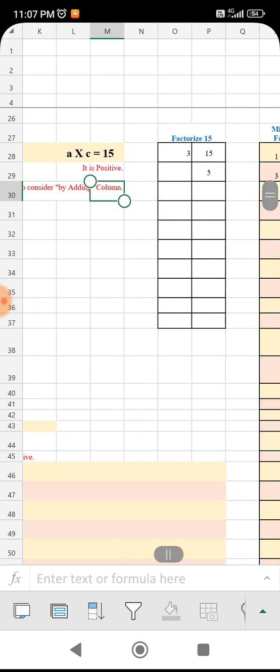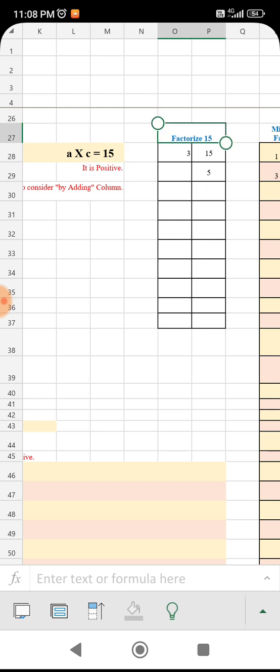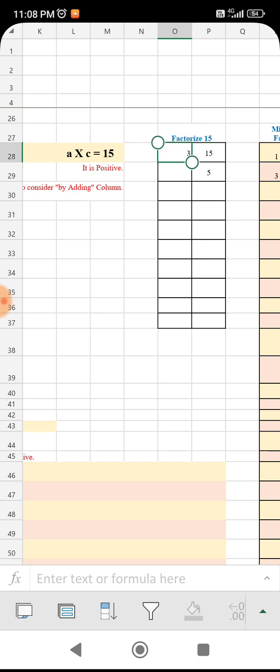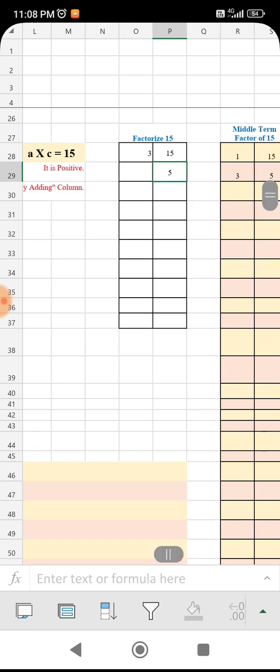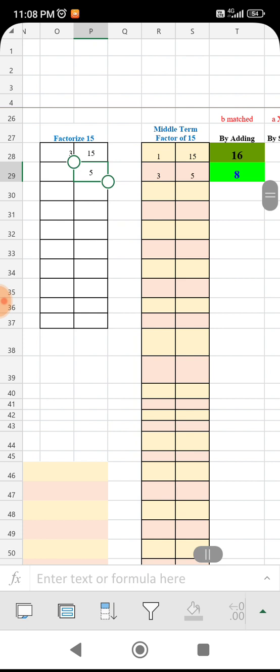Then what we have to do? This is 15. So we have to factorize 15 first. Factorizing 15, we get 3 and 5. It cannot go on more. It is stopped. So what are the multiplier forms we will get? It could be 1 into 15, or 3 into 5. No other form we can get to reach 15.